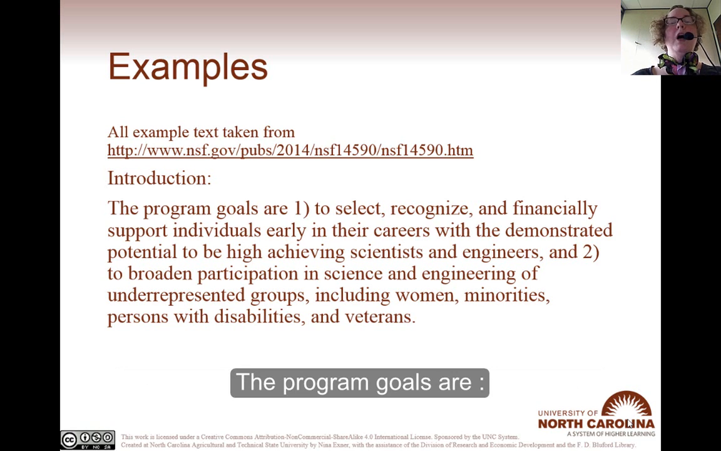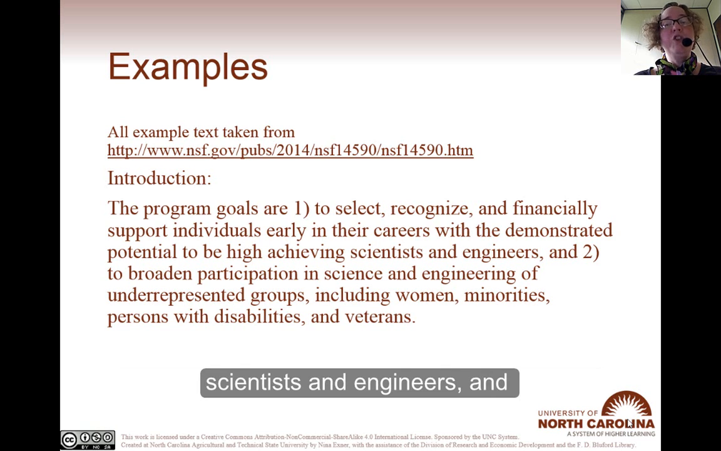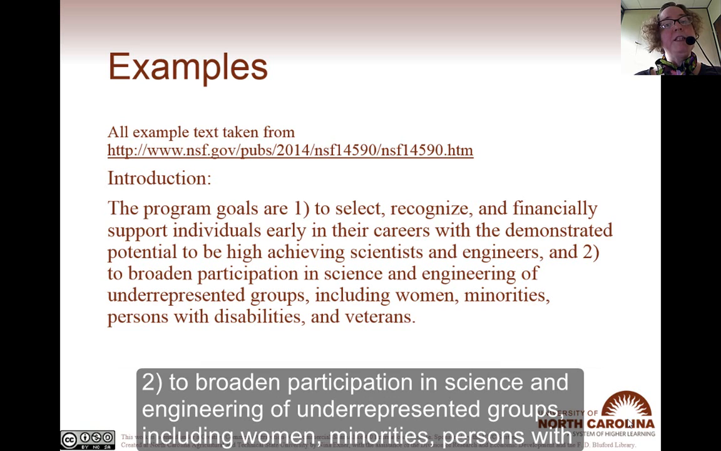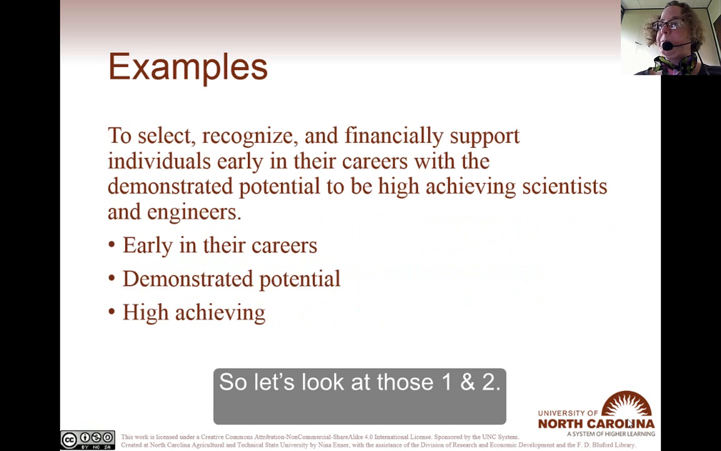The program goals are 1. To select, recognize, and financially support individuals early in their career with the demonstrated potential to be high-achieving scientists and engineers, and 2. To broaden participation in science and engineering of underrepresented groups, including women, minorities, persons with disabilities, and veterans. So let's look at those 1 and 2.